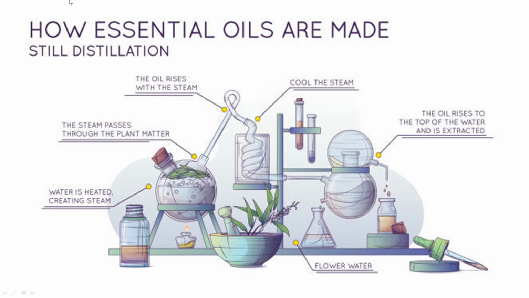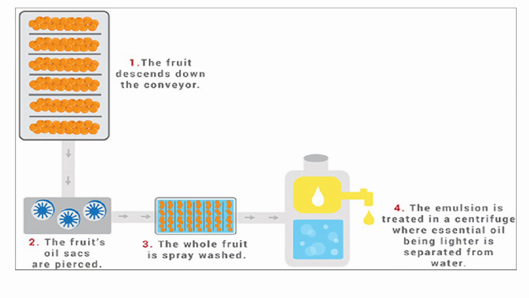So, this is again the still distillation. I had explained this in my previous lecture. You can go through it again. This is the process of still distillation, and this is the process of extraction. In the extraction process, you see first the fruit is on a conveyor belt, it descends down, and then the fruit oil sacs are pierced. The oil sacs are removed and the whole fruit is spray washed, and then the emulsion is treated in a centrifuge, where the essential oil, being lighter, is separated from the water. Right. So, this is the process of extraction.